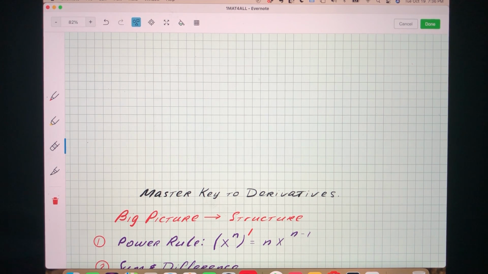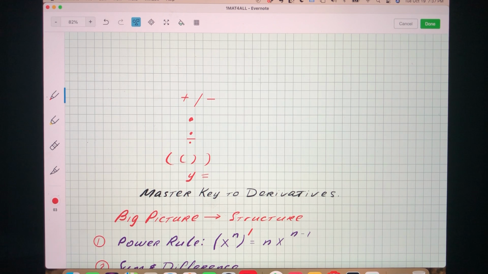And the big structure depends on how the different functions are connected to each other. The different choices are, they could be connected with addition or subtraction. They could be connected with multiplication or division. There could be a function inside a function, or the function may not even be solved for the y. So based on each one of these situations, we will choose the technique that goes with that structure.